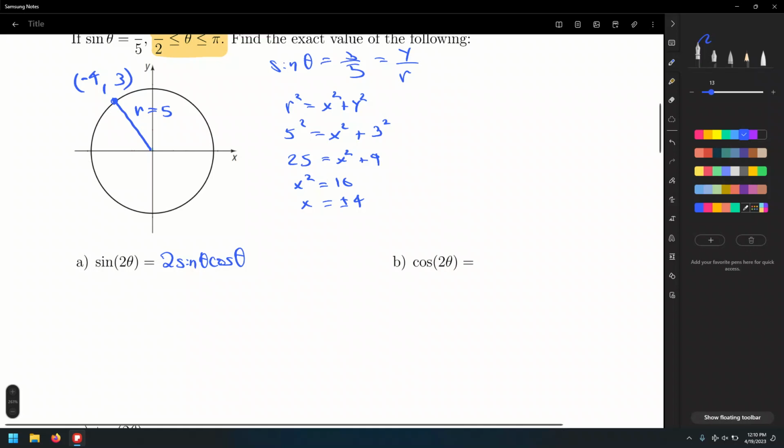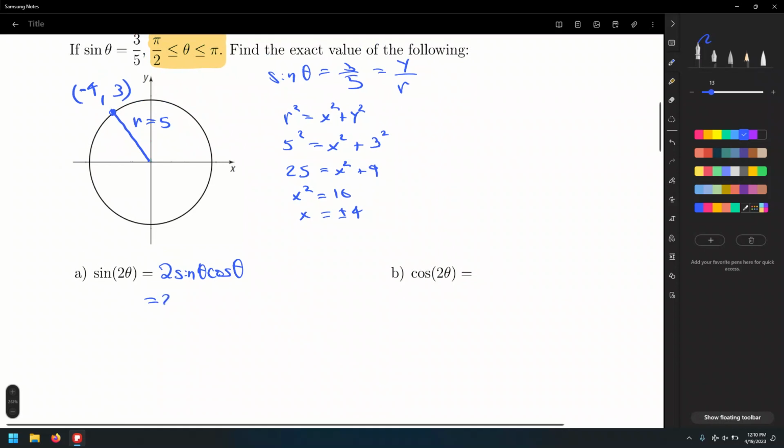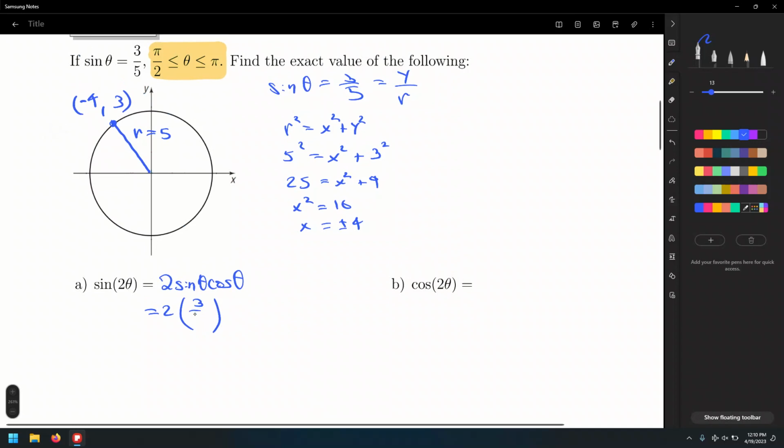And all we have to do here is simply use the common ratios, that is 2 times sine. But sine is actually given, that's 3/5. And cosine, which is defined as x over r, as opposed to y over r, which is the sine function. And in this case, x is -4 over 5. And we're ready to go.